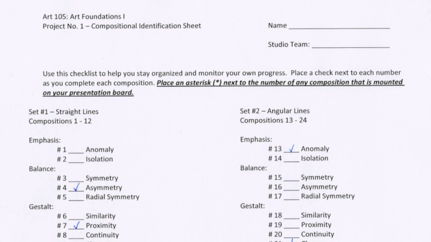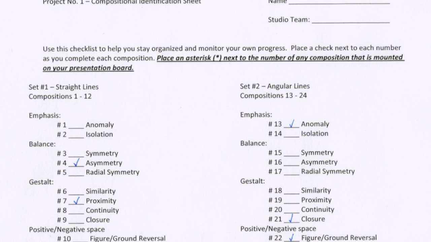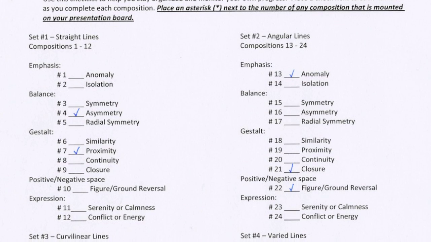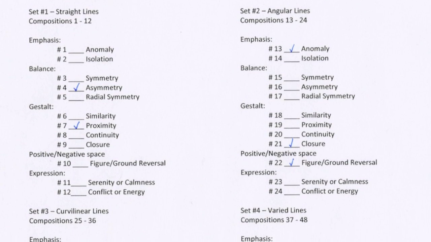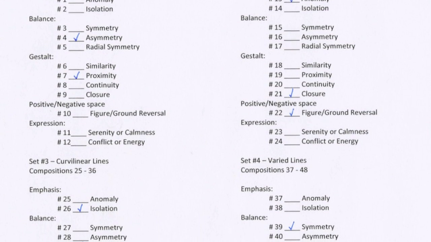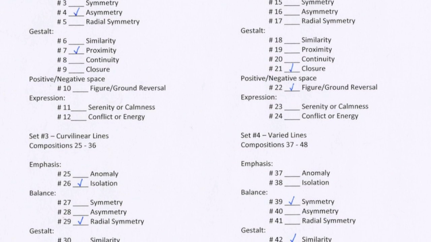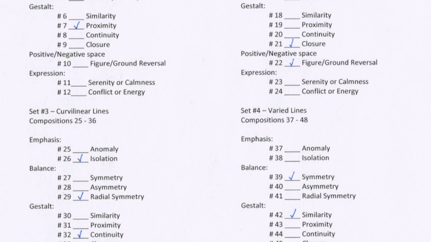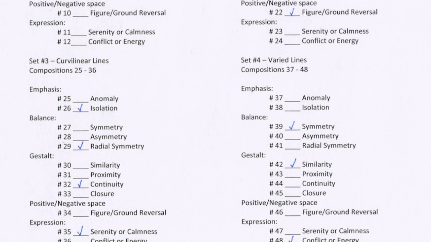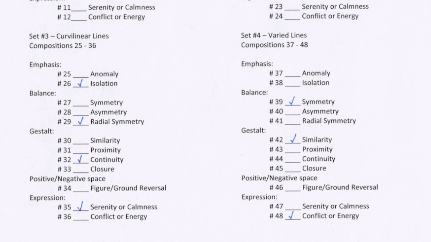After cutting out each composition, pick the best example for each of the 12 concepts. You do not have to select an equal number of compositions from each of the 4 sets. For example, you may choose 1 composition from set 1 and 4 compositions from set 3. Just make sure that you choose the strongest conceptually and the most creative visually to display on the presentation board.